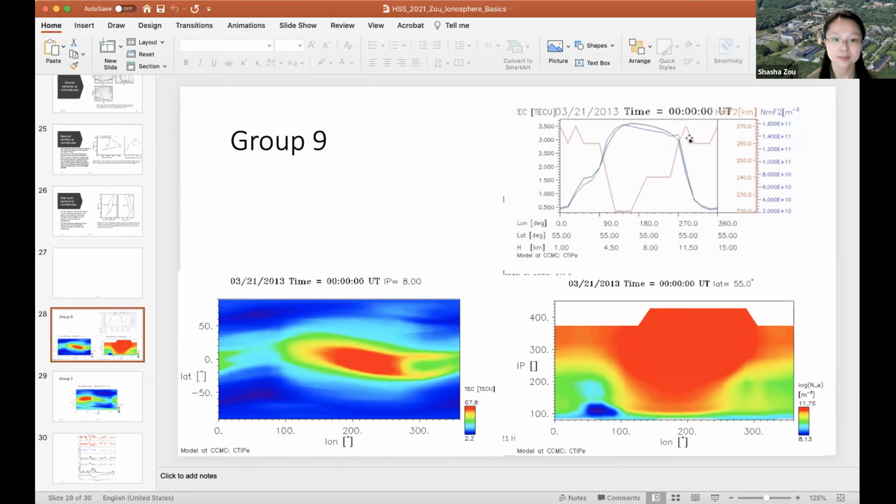A general suggestion for looking at the simulation results is to make those two-dimensional plots first, and then go to look at the line plots to take a look at the details, the more quantitative values of those physical parameters.